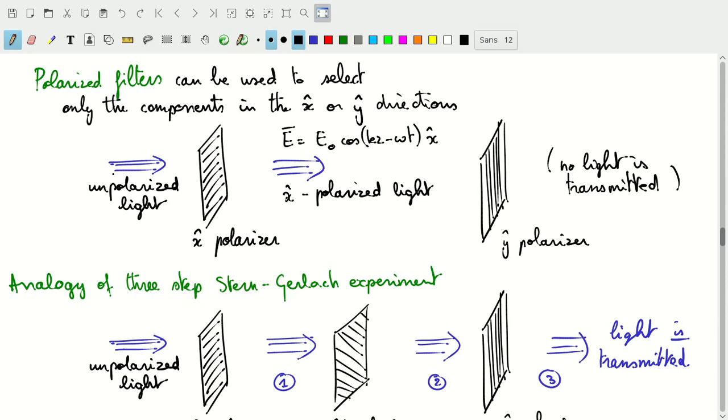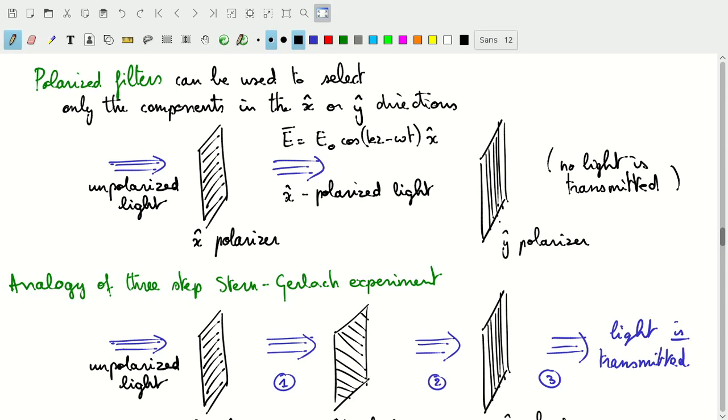Okay, and similarly we could turn this the other way around. We could take unpolarized light and send it through a y polarizer filter, and we'd get y polarized light here with a y unit vector in the expression for the electric field. And if we were to send that through an x polarizer, then no light would be transmitted.